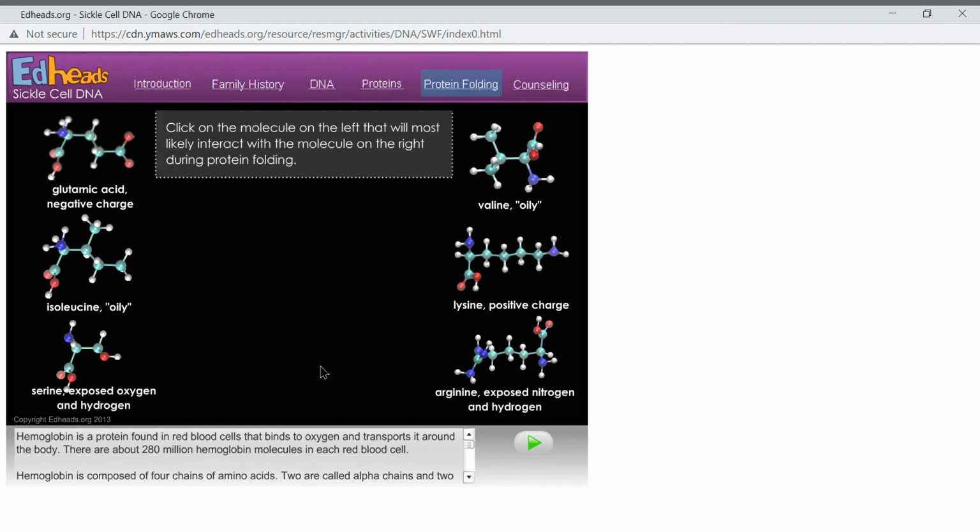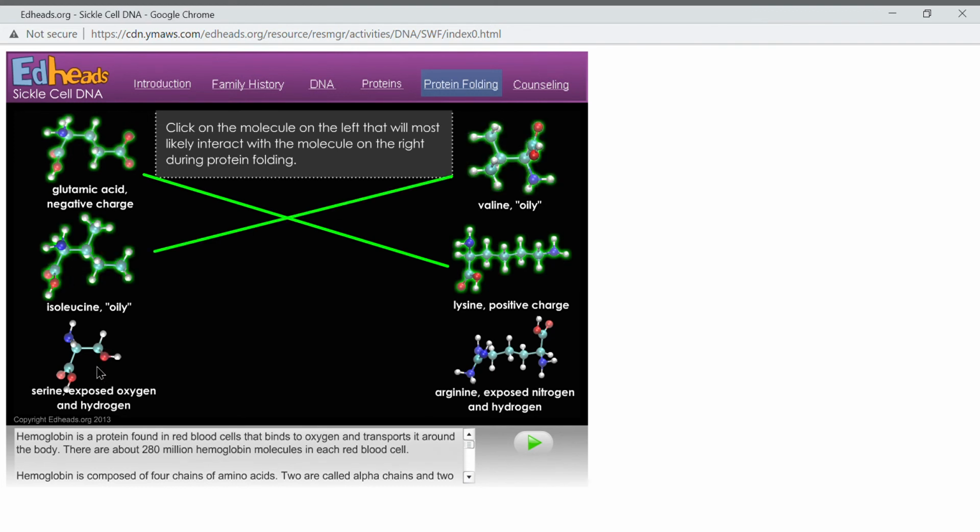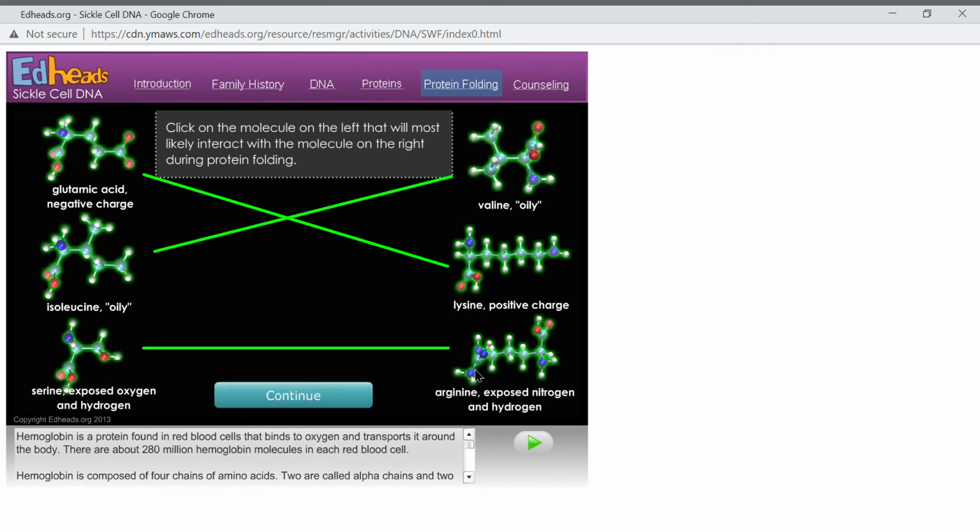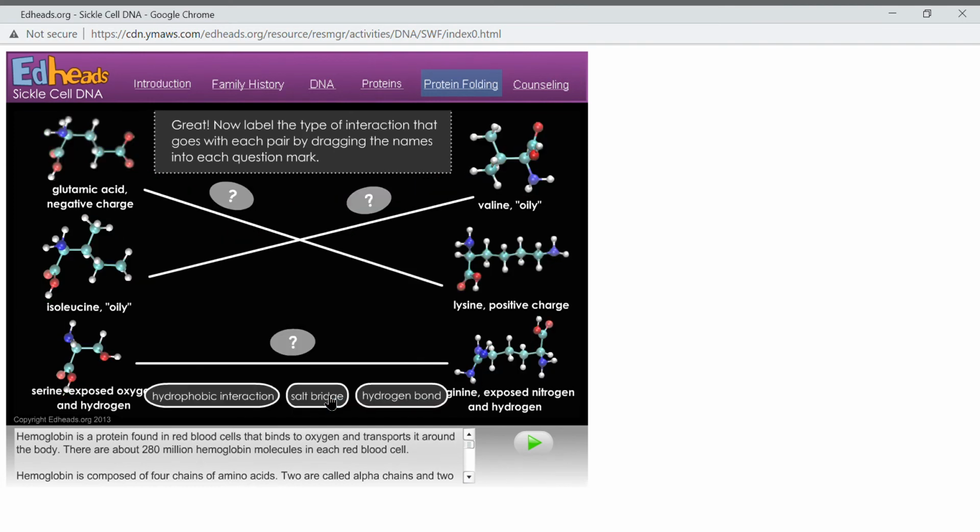So given what you now know about protein folding, can you determine which bonds would form to cause the protein to fold? Can you name the type of interaction?